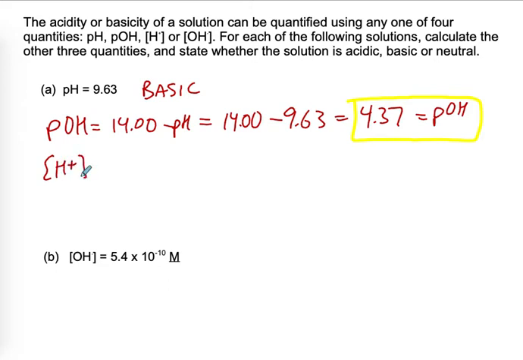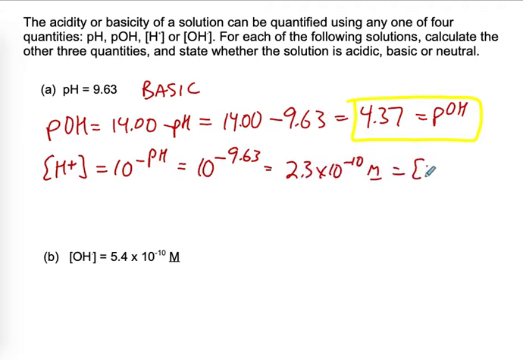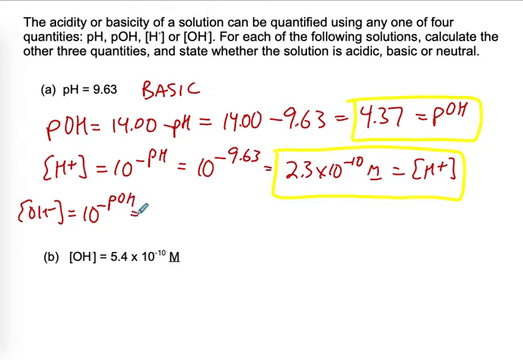To calculate the hydrogen ion concentration, I will choose to use 10 to the negative pH, which is straightforward. 10 to the negative 9.63 is 2.3 times 10 to the negative 10th molar as my hydrogen ion concentration. Remember, concentrations need to have units of moles per liter, and by custom, we express concentrations with 2 digits after the decimal point. To calculate my hydroxide ion concentration, the final value, I can do one of two things. I can either do 10 to the negative pOH, or I can do Kw over the hydrogen ion concentration. Choose whichever one's easier. You'll get the same answer either way.